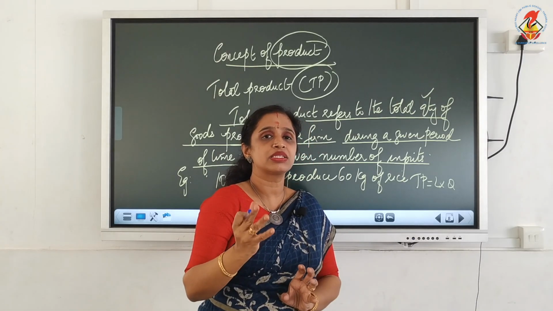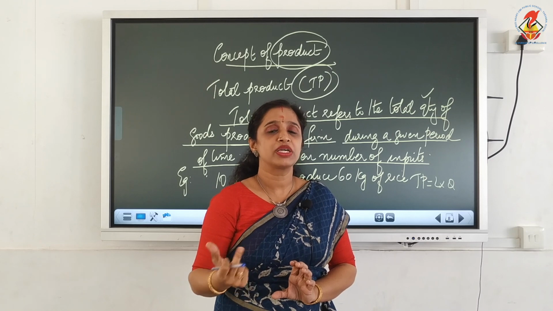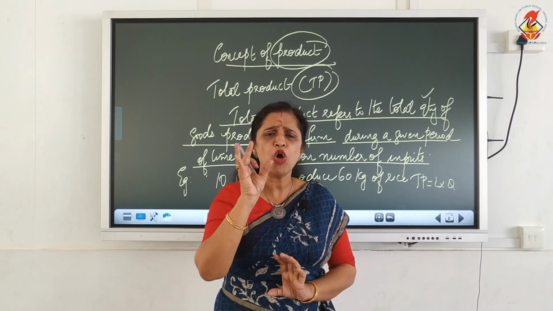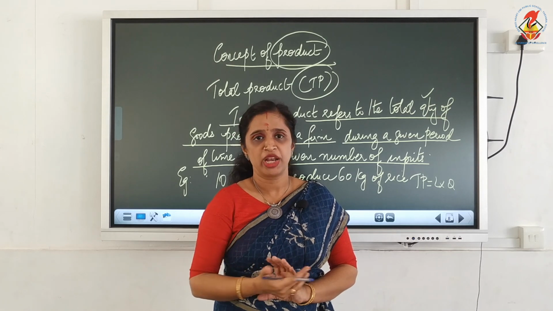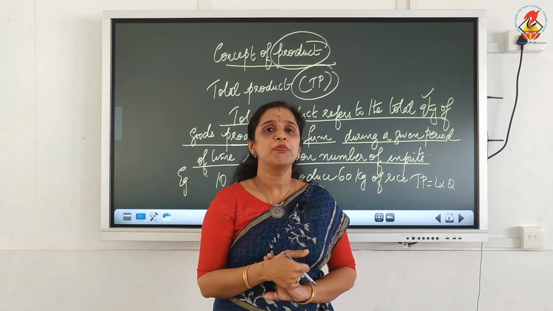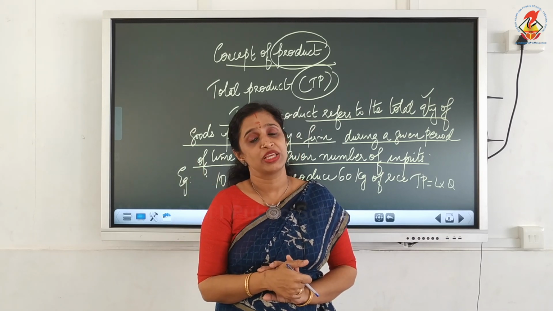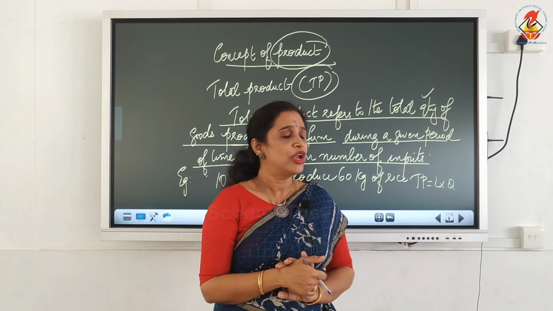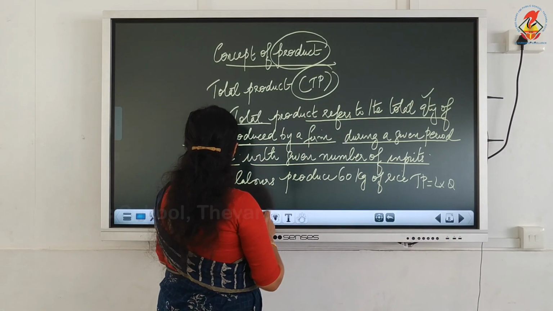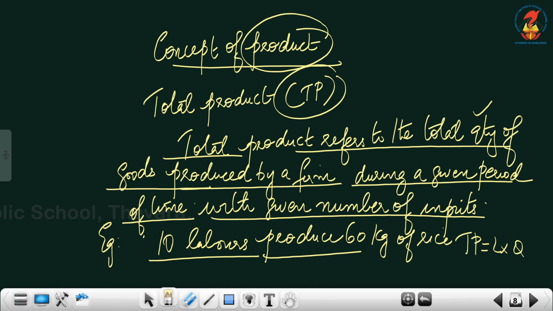By using the existing inputs like land, labor, capital, how much quantity a firm can produce, that is known as total product. In a simple sense, we say how much quantity the firm is producing. Now an example is there for you to explain total product. 10 laborers produce 60 kg of rice. So what is the total product? Total product is L into Q.